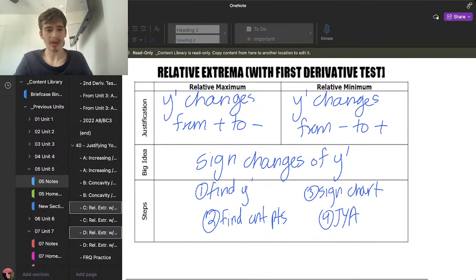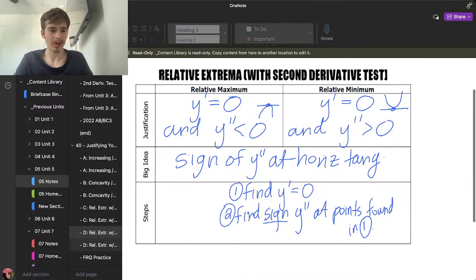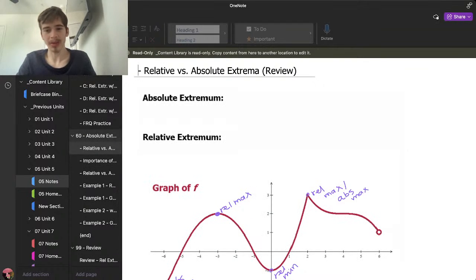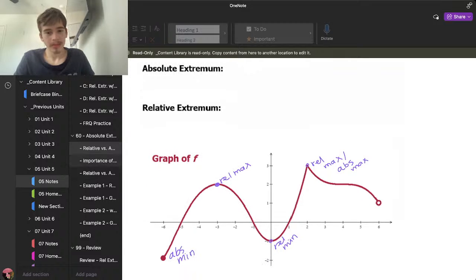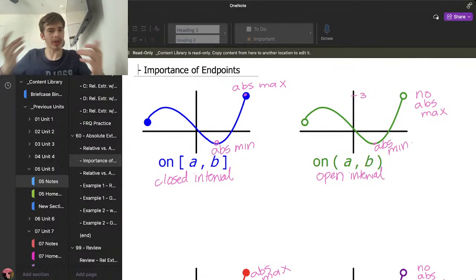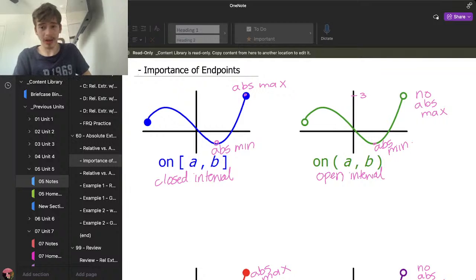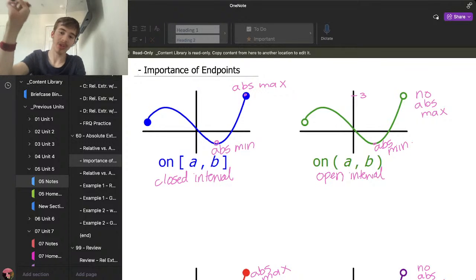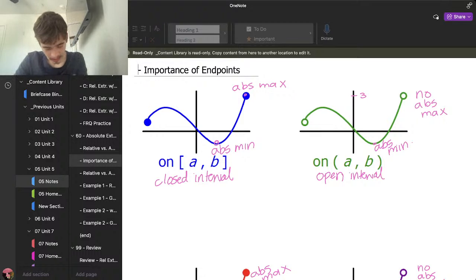Relative max, I went over that. Relative extrema, I went over that. This is absolute extrema. This one's a bit different. Endpoints, okay, this is important. If it's inclusive, there's an absolute maximum or an absolute minimum. If it's exclusive, meaning the endpoints are not included, this graph has no absolute maximum. The reason is that it gets so close, but it never actually reaches a value of 3, so it has no absolute maximum. That's a key point to know.